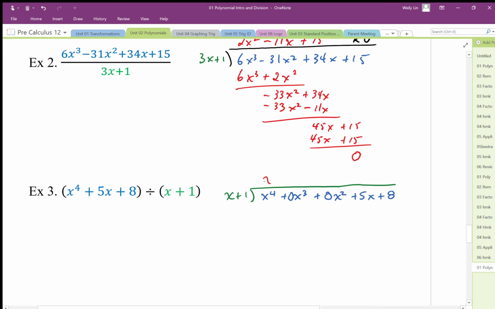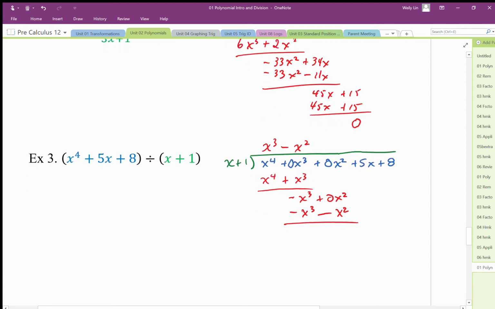So we're going to go x cubed times x is x to the 4 plus x cubed times 1 is 1x cubed. We subtract, we get negative 1x cubed plus 0x squared. We bring down. Okay, x times negative x squared gives me my negative x cubed. And then we have a minus x squared. When I subtract this time, I'm going to end up with 0 minus negative, which is positive x squared. I bring down my next placeholder, 5x, and then I repeat the process.